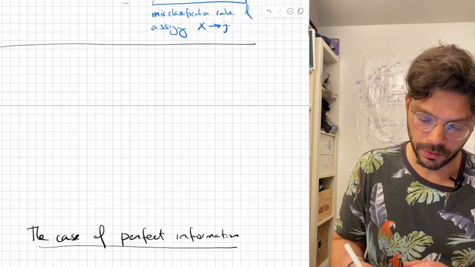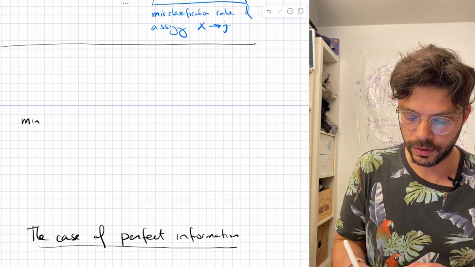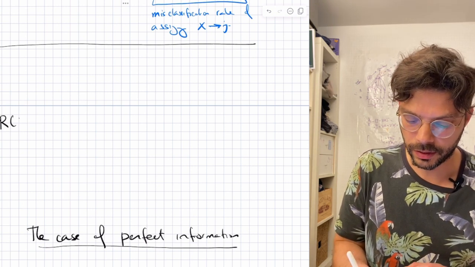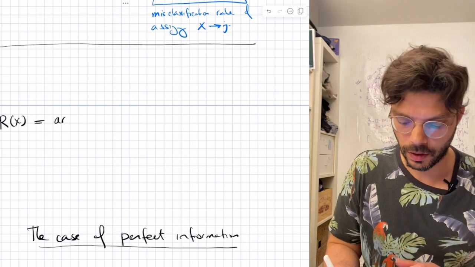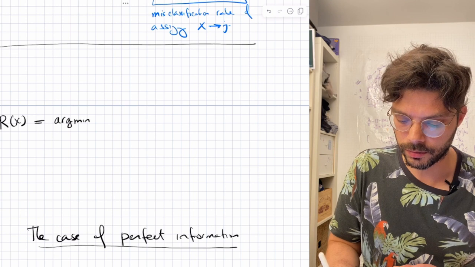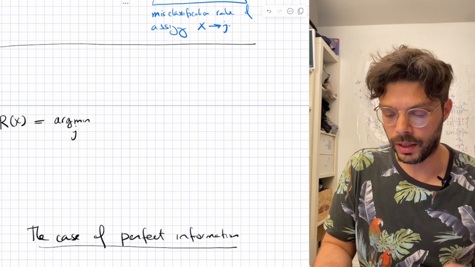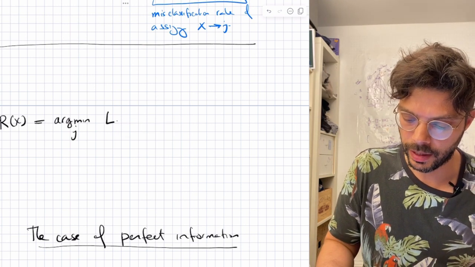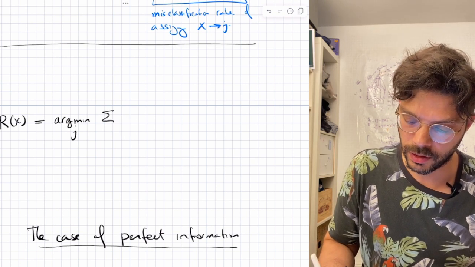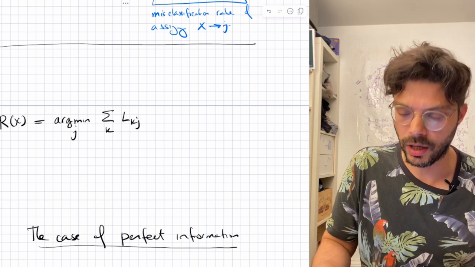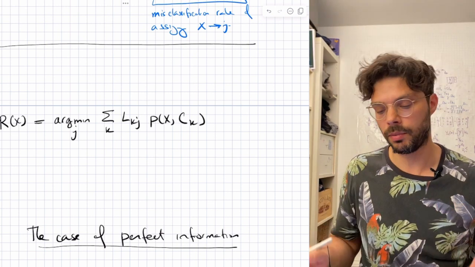So again, remember our rule is to minimize. So r of x is going to equal the argmin over j of the sum on k of l_kj, so the losses that we're going to incur, weighted by the probability of the data points.